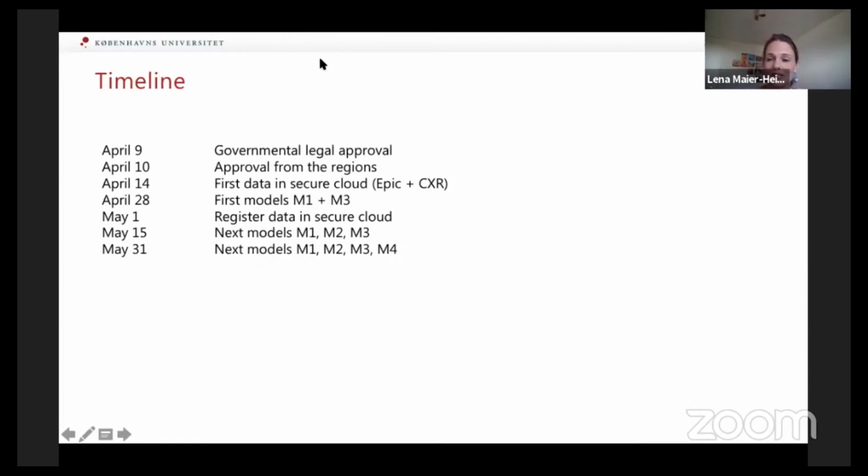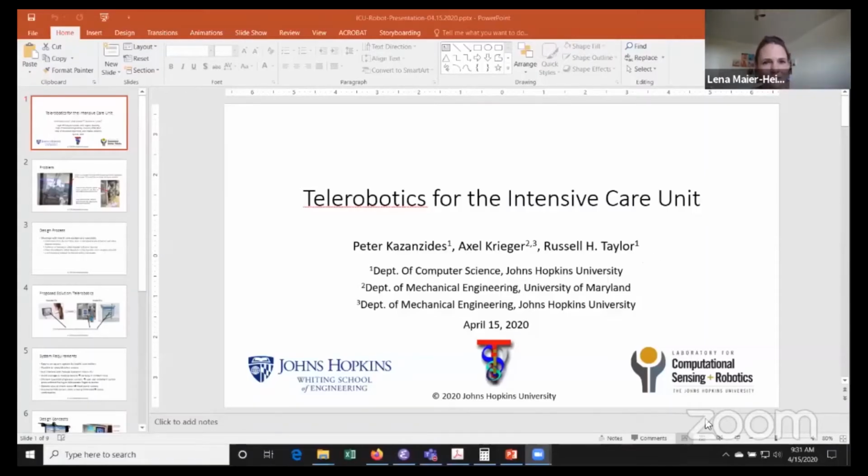So the next project is from a group at Hopkins. The PI is Russ Taylor, colleague of mine, and actually a true pioneer in medical robotics. The talk will be given by Peter Katsantsides. He was actually Russ' postdoc at IBM Research, but is meanwhile a professor of computer science at Johns Hopkins. And today he will talk about innovative safety measures in the ICU with telerobotics.